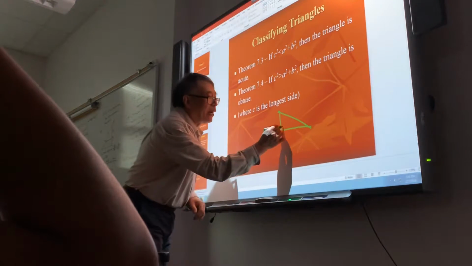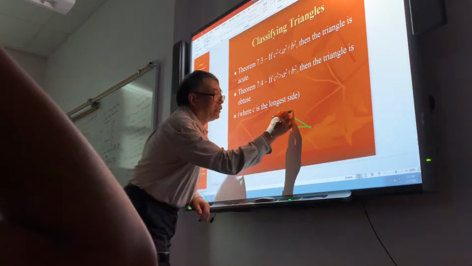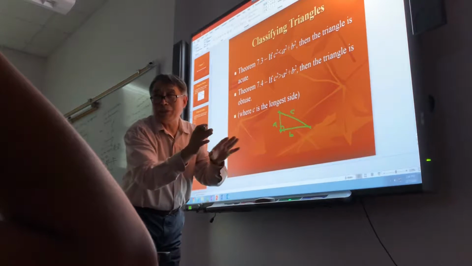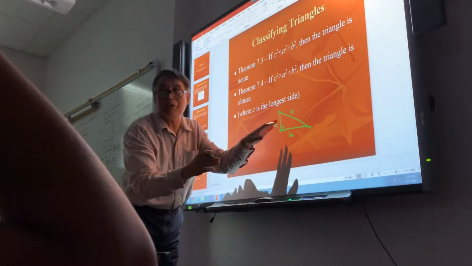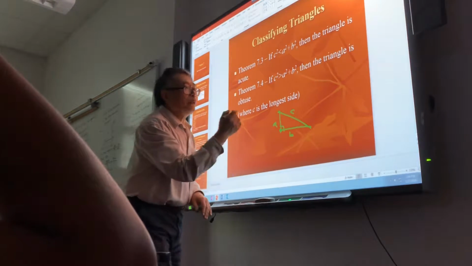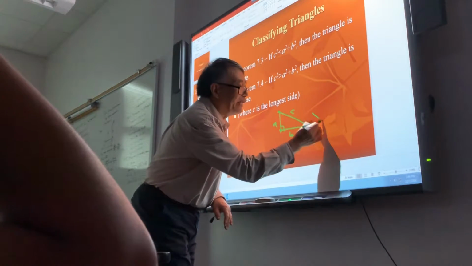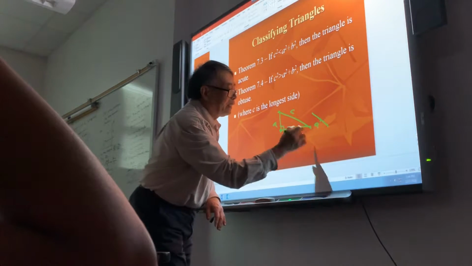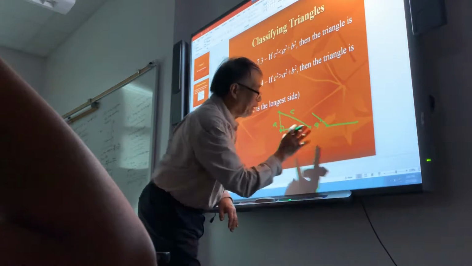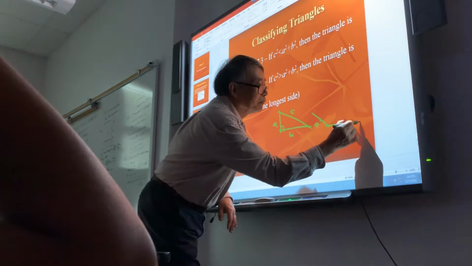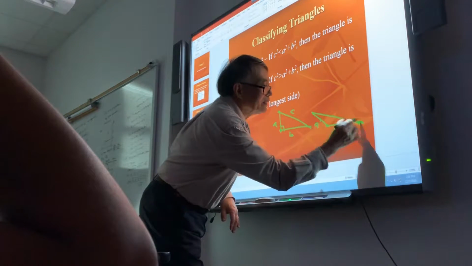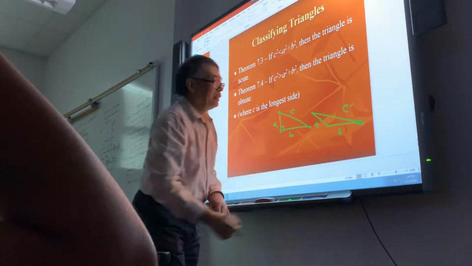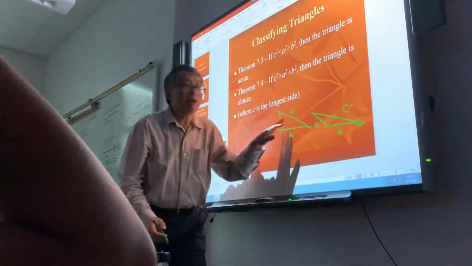Okay, please. Right triangle A, B, C. A or B, we don't care which is which, but C must be the longest. Now, we cut the same distance on A. This is A, this is A. Cut the same distance on B, B. Now, this is C prime. You can see that C prime is longer than C.